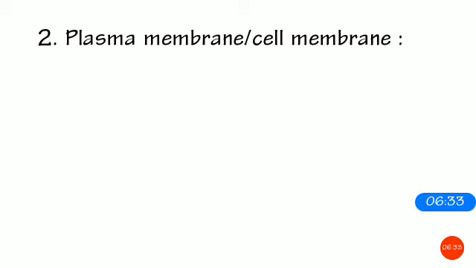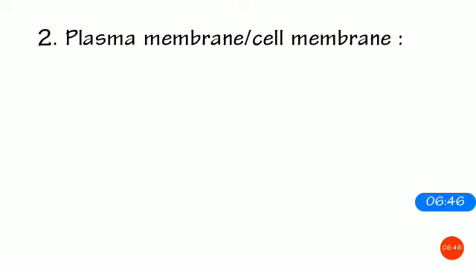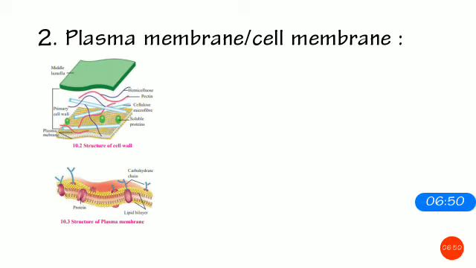So now let's talk about number 2. Number 1 was the cell wall. What are the functions of the cell wall? We have just seen. Now we will see the second part, which is the plasma membrane, or you can also say cell membrane.